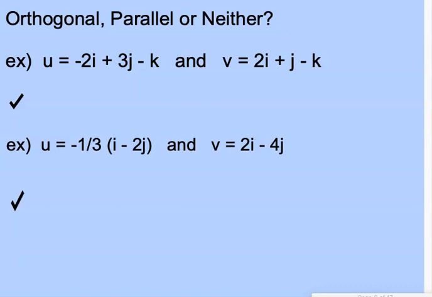All right, so orthogonal, parallel, or neither. So find the dot product for each of these. Take a second and then determine if the vectors are orthogonal, parallel, or neither. Just go ahead and do it. I'm not going to tell you.